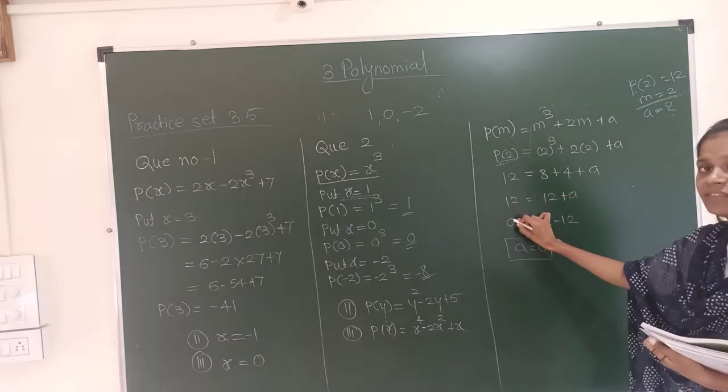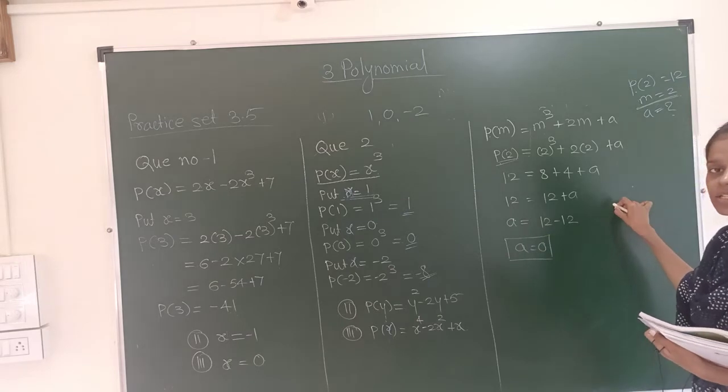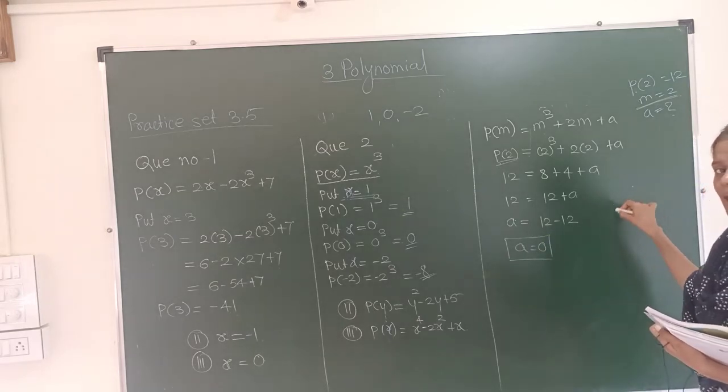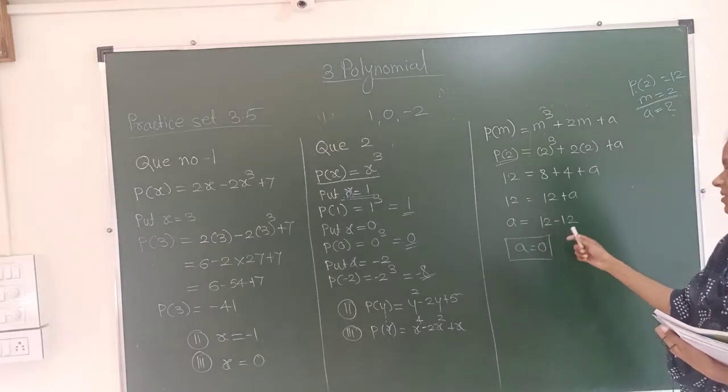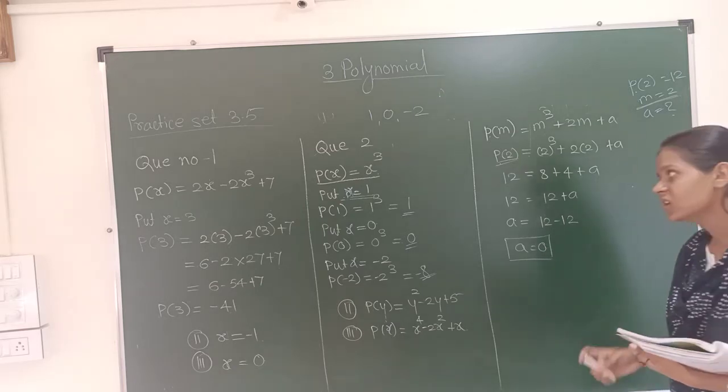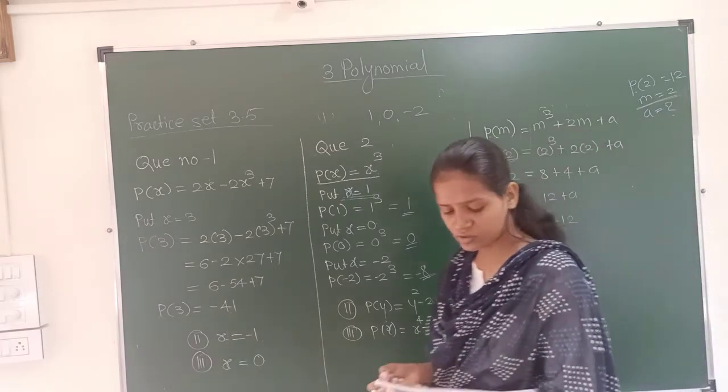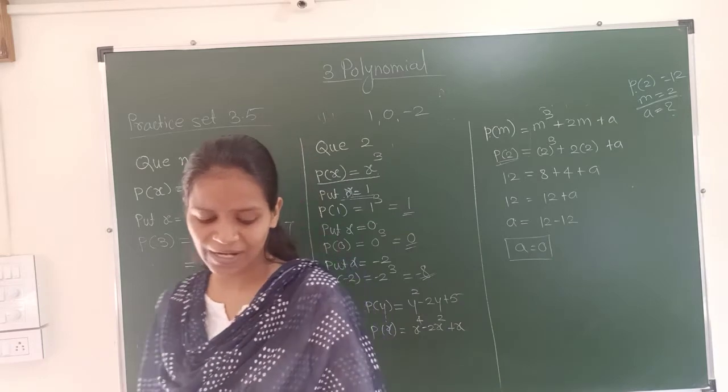We have to find the value of a. So 12 will be shifted over here. It will be minus, it is plus. So 12 minus 12 is 0. The value of a is 0. That's how we have solved question number 1, 2 and 3 of your practice set.